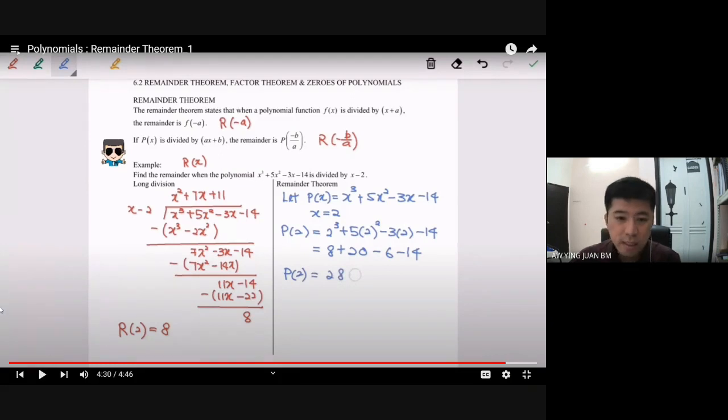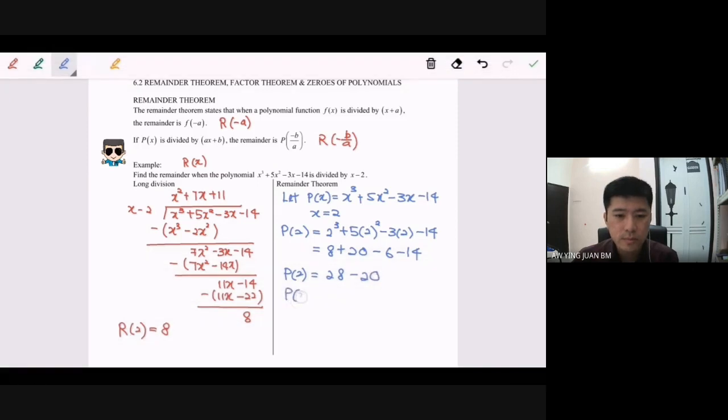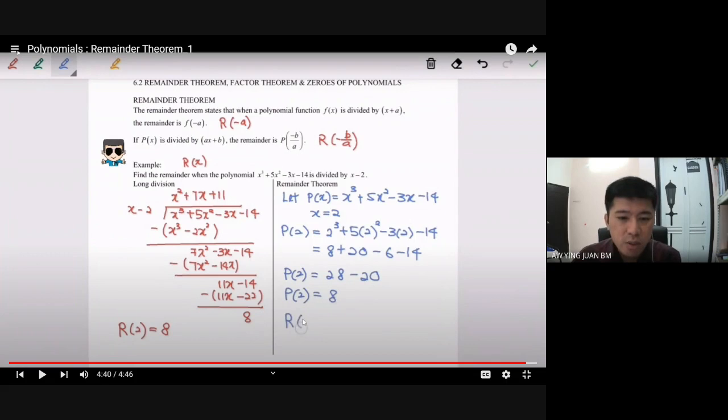So kalau you dengar saya cakap 28 minus 20, so p(2) equals to 28, ini pun boleh. Okay, ini pun boleh, 28 minus 20. Kejap nanti you tengok remainder theorem dengan long division apa beza dia. Methods which is helping us to find the remainder when the polynomial is divided by x minus 2. So here ini you pun boleh tulis R(2) is equals to 8. Masa yang sama you pun boleh tulis p(2) is equals to 8.